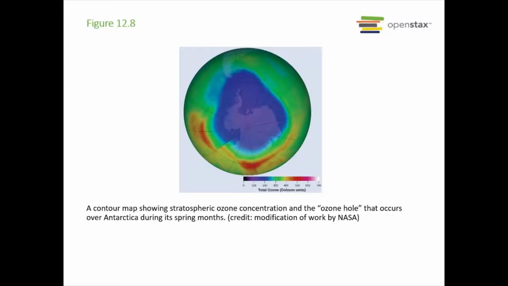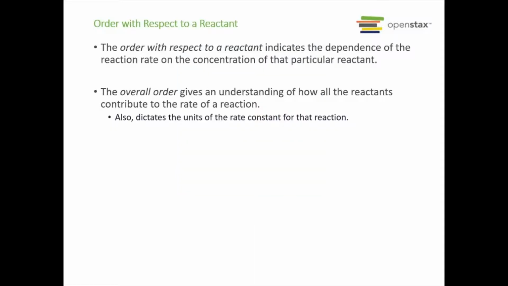We're going to look at a problem, looking at this map here and some data. This is just showing some stratospheric ozone concentration in the ozone hole that occurs over Antarctica during its spring months. And then we're going to look at some data showing nitrogen monoxide and ozone, where NO, nitrogen oxide, is a big cause of ozone depletion. So we're going to talk about that in an example in a minute.